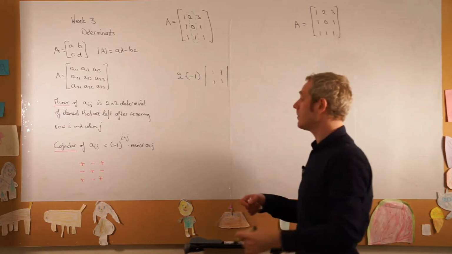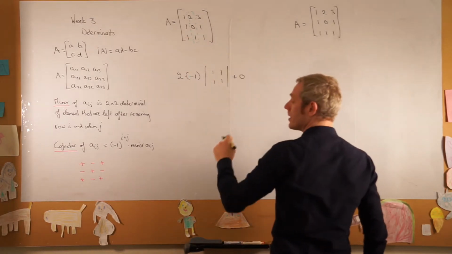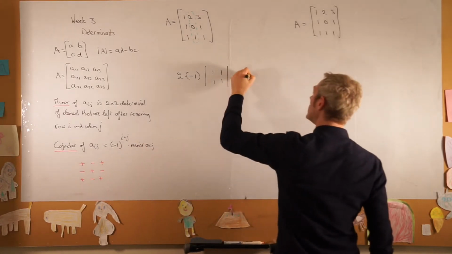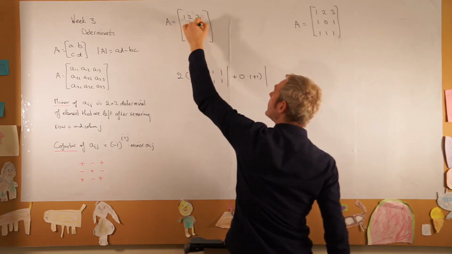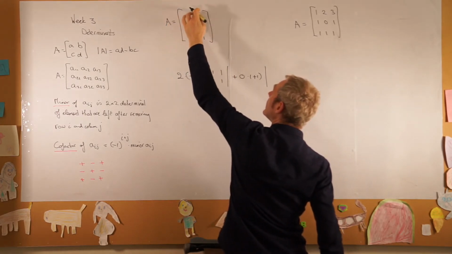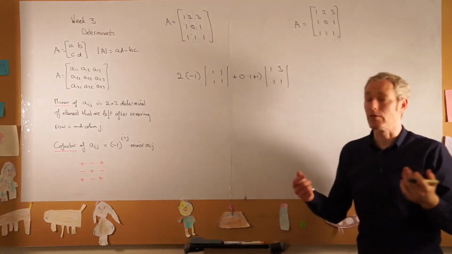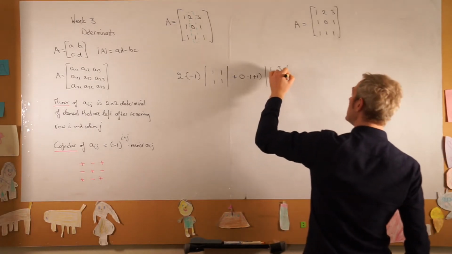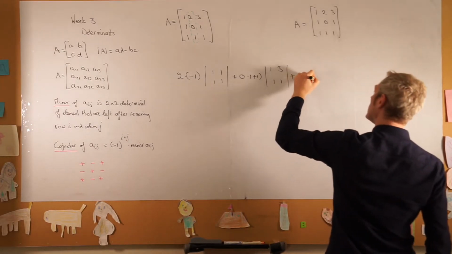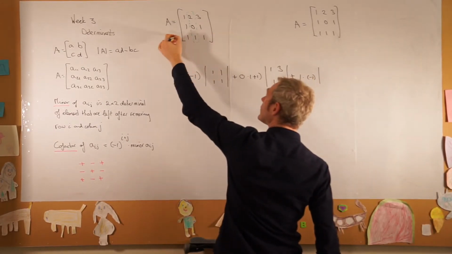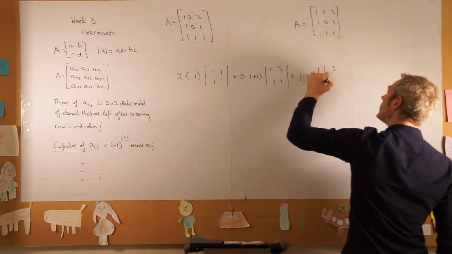And we go to the next element, which is nice because the next element is a 0, so plus 0, and the sign is plus 1 times plus 1 times, well, I'll write it out. We remove the second row, second column, and are left with 1, 3, 1, 1. And of course this is 0, so I don't really have to calculate it. And the last element is 1. Its sign is a minus times minus 1 times, and what are we left with? If we remove the third row, second column, we have 1, 3, 1, 1.